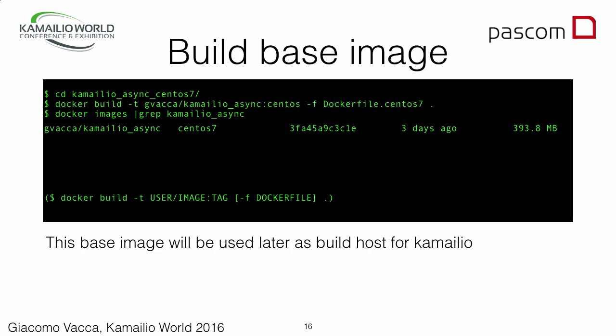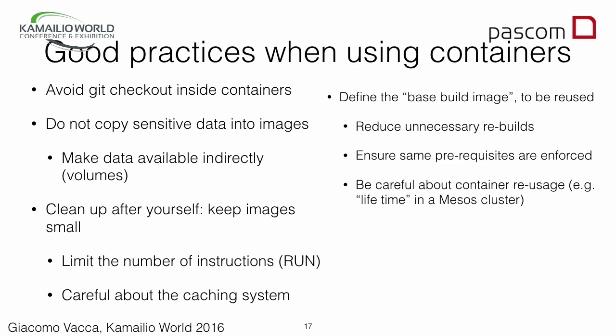Once you have the Dockerfile for the build image, building it is as simple as doing a docker build -t. Then you assign a name to the target image, and then you specify which Dockerfile should be used to build it. We'll see an example practically with rtpengine.